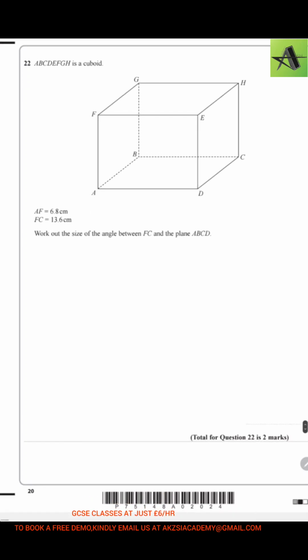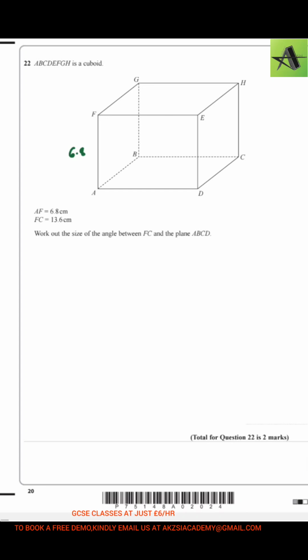A, B, C, D, E, F, G and H is a cuboid. The figure that you can see is basically a cuboid. AF is equal to 6.8 centimeters. So AF is what? This one, this whole. That is height is 6.8. So every time you can say ED, HC, GB, these all are height of this cuboid and it's going to be equal to 6.8 centimeters.